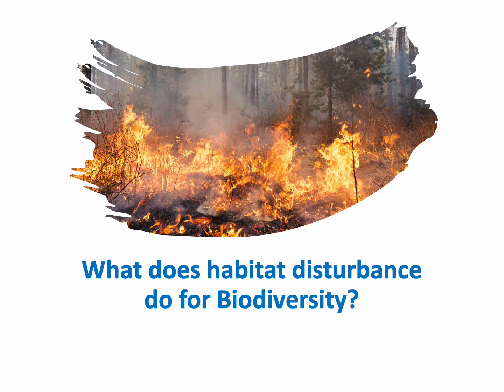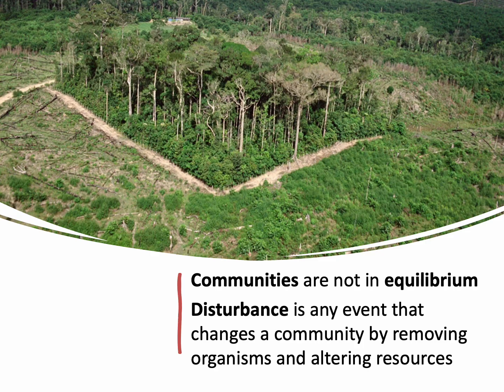So when we talk about biodiversity, we're often concerned about what happens to them. Now, habitats, when they get disturbed, what do they do for biodiversity? So here's a wildfire ripping through, I believe this is Australia. So what does a fire do to biodiversity? Well, depends on the scale.